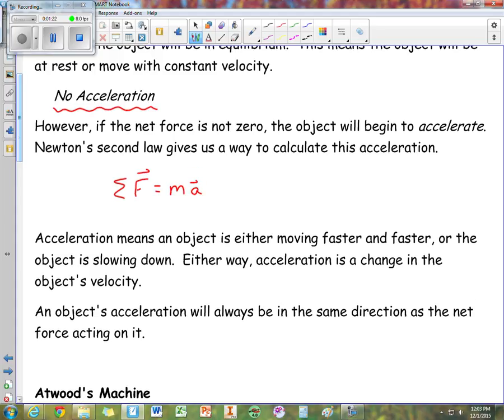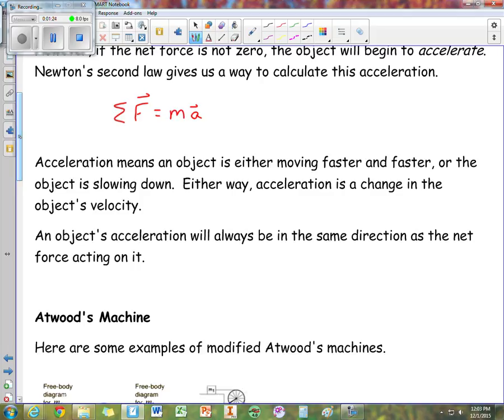So acceleration then, it means an object is going to start moving faster and faster, or getting slower and slower. Acceleration is a change in the object's velocity. It's related to velocity, but I think it's improper to say that something has a fast acceleration or a slow acceleration, because fast and slow really should go with velocity. I prefer to say something has a high or low acceleration.